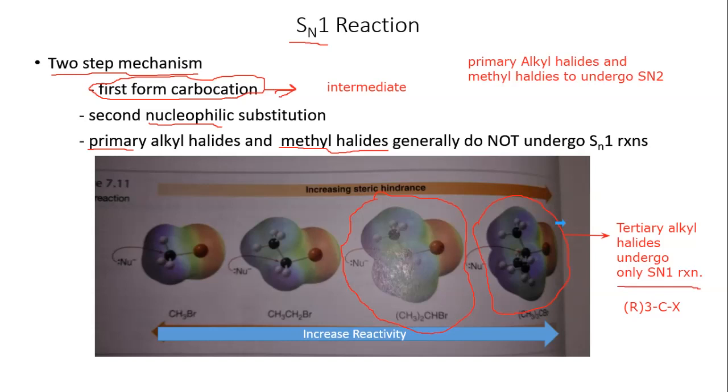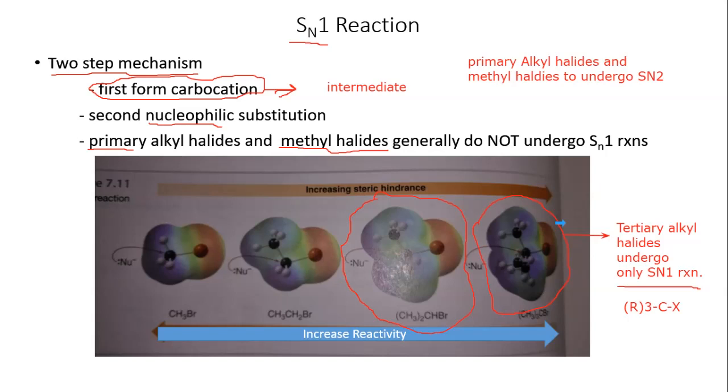So again, the reason tertiary alkyl halides only undergo SN1 reactions is, A, they form stable carbocations, and B, for an SN2 reaction, it has to attack from the backside, and with tertiary alkyl halides, the backside is crowded, so it can't go through backside attack. Because they're bulky, there's no backside attack, which is needed for an SN2 reaction.